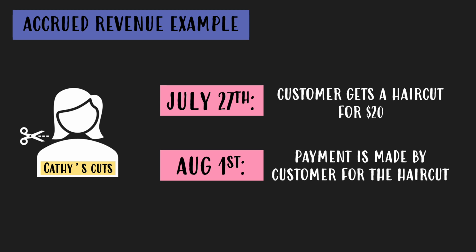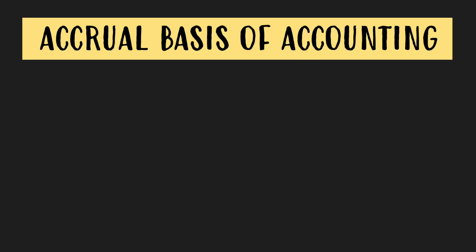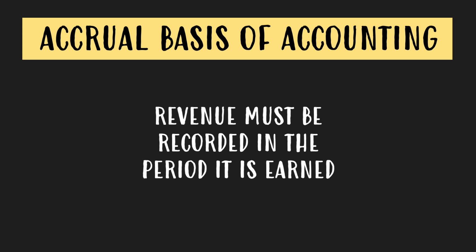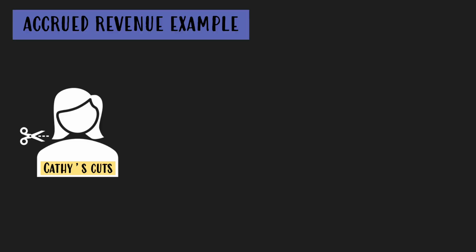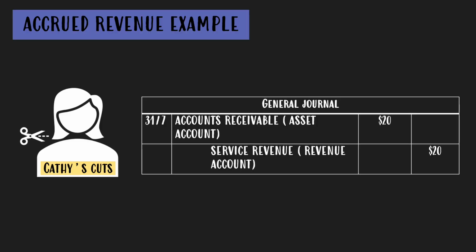Because Kathy's Cuts has provided a haircut to the customer before receiving payment, the customer has an obligation to Kathy's Cuts to pay for their haircut. The accrual basis of accounting requires revenue to be recorded in the period it is earned. So, at the end of the month, Kathy's Cuts debits their accounts receivable and credits their service revenue accounts by the cost of the haircut, which is $20.